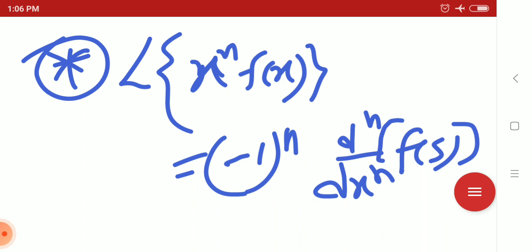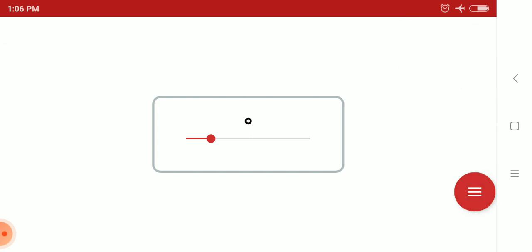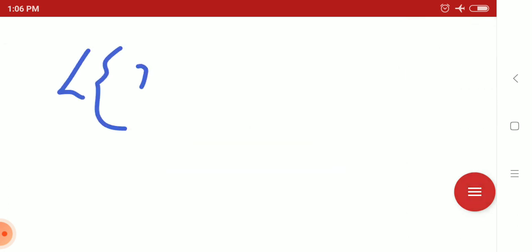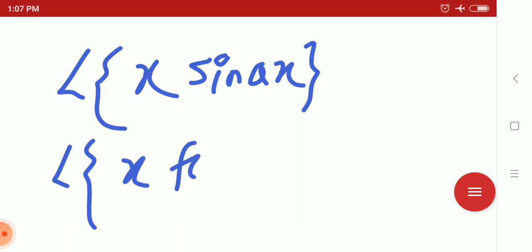If we are doing the Laplace transformation of x to the power n f of x, we will get (-1) to the power n, d^n/ds^n of f of s. So let's try an example to clear this property. Suppose we have the Laplace transformation of x sin ax.